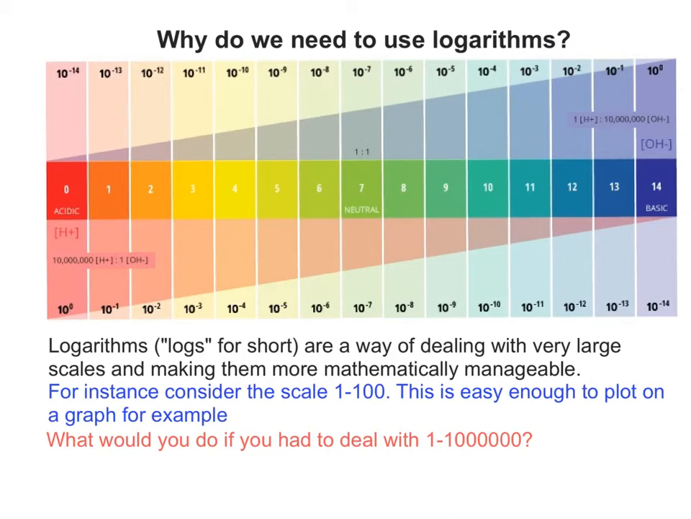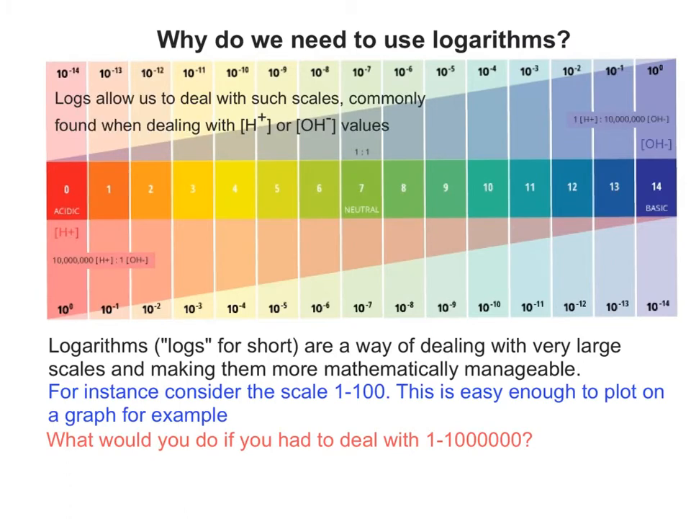Well, you could use standard form, sort of 10 to the 1, 10 to the 2, 10 to the 3, 10 to the 4. But what if you also had some points that were very close to each other within that linear scale of 1 to 1 million? So logs allow us to deal with such scales commonly found when dealing with H plus or OH minus values.